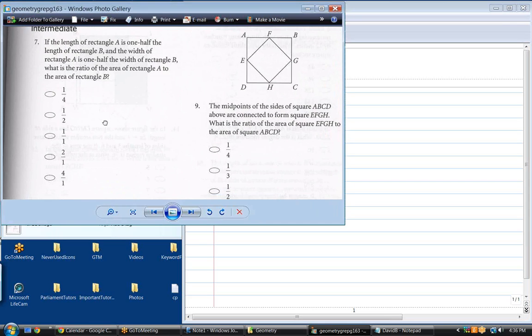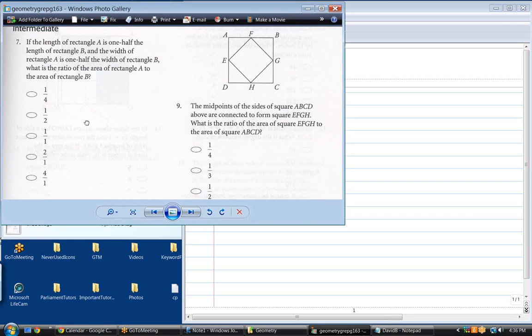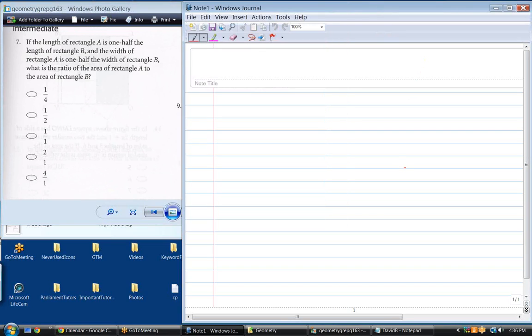There you go. These are intermediate kind of problems. So don't feel bad if you can't do these. You're not supposed to be able to do these. I'm actually pretty impressed at how many of them you can do. You already have a pretty good foundation in general.